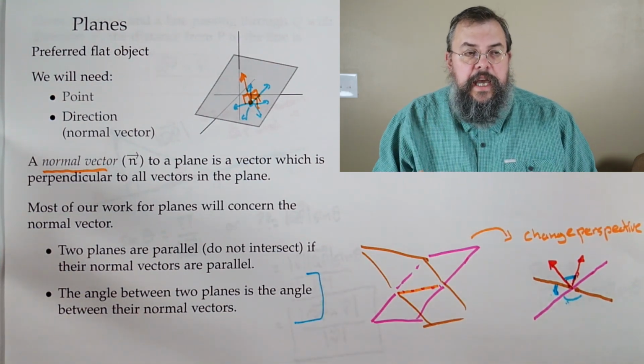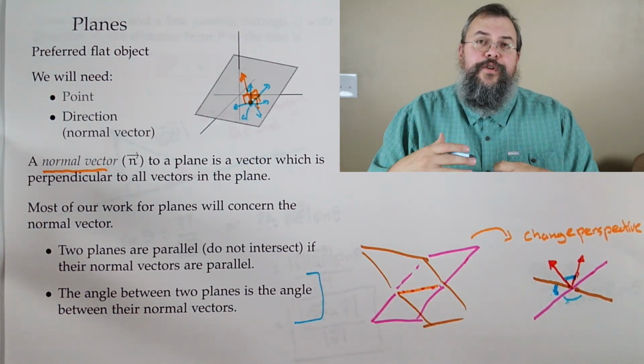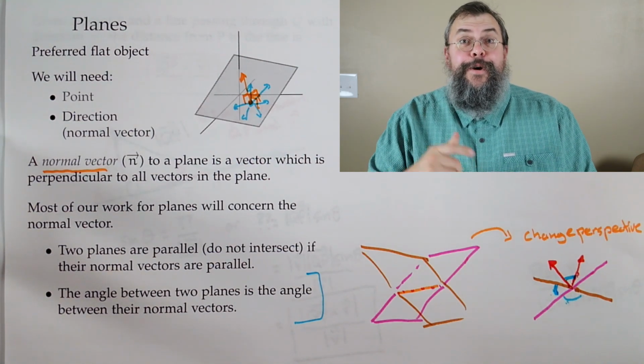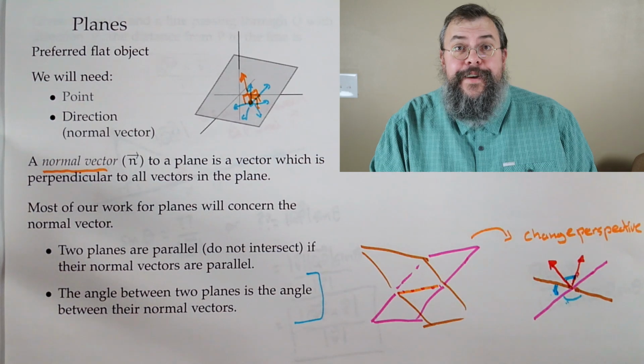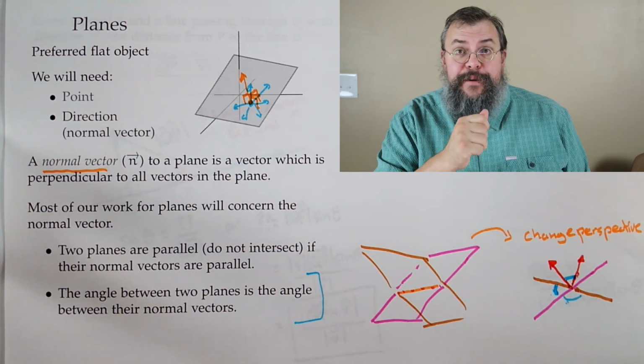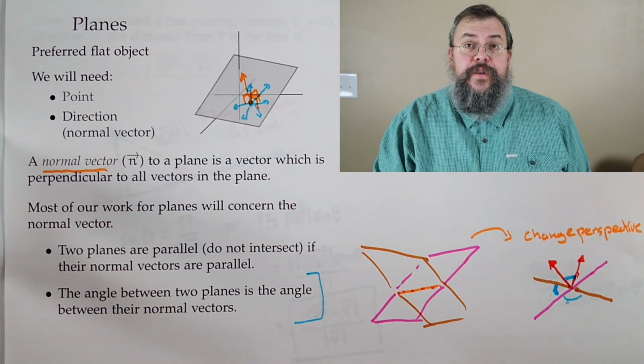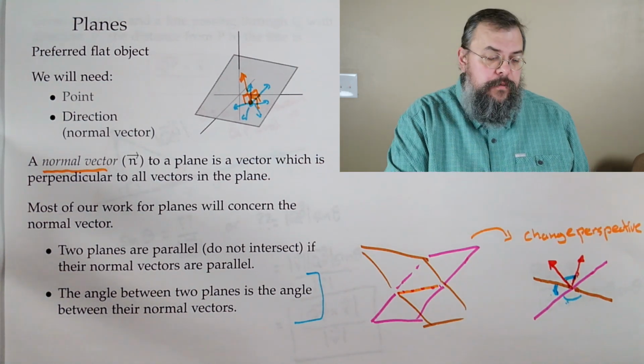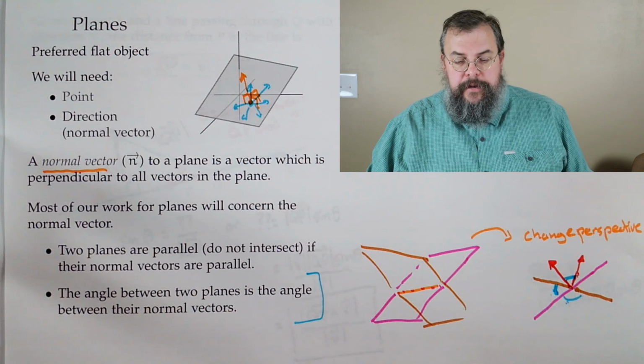So if we're looking for the angle between planes, transform that problem, angle between normal vectors, and we say, hey, we have tools for that. We can do something. We can make progress on that problem. So that's one example of why we like to use normal vectors. It's a really convenient way to talk about what's going on.